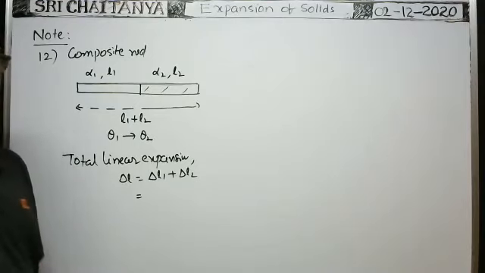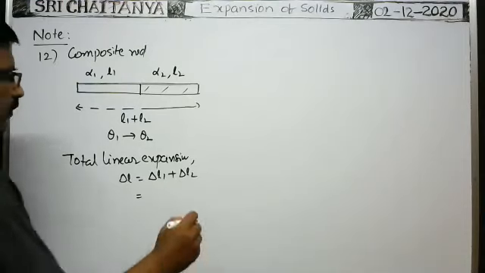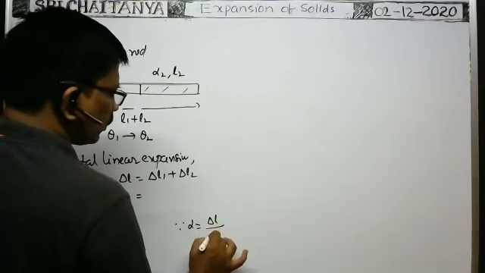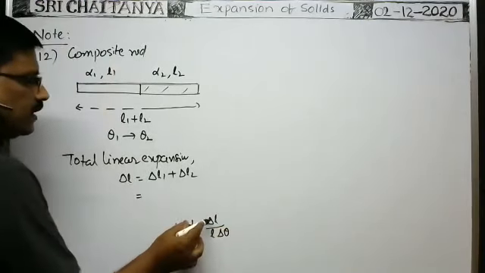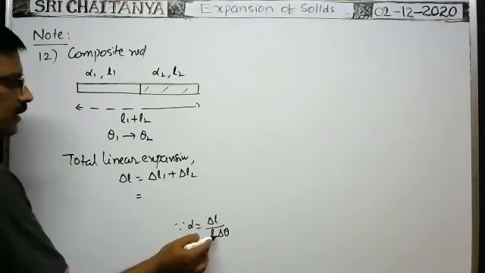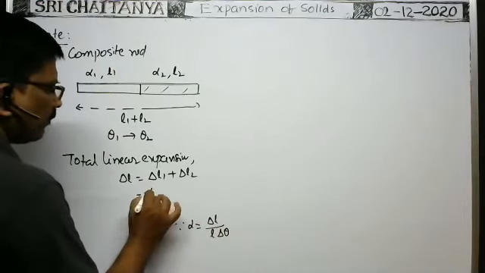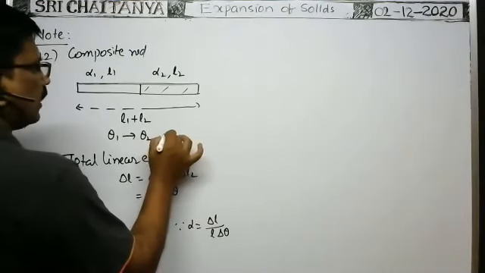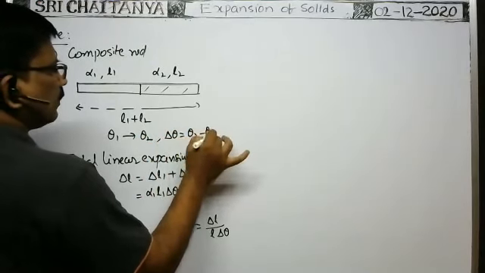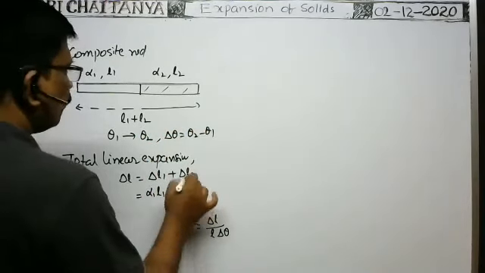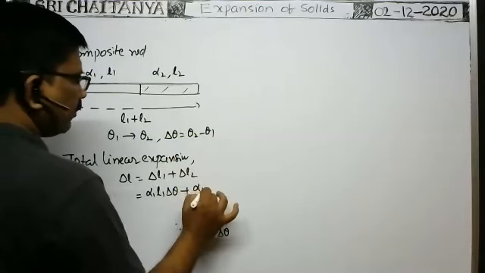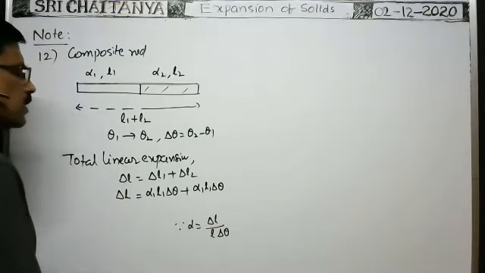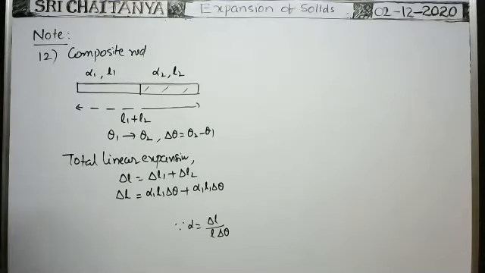What is the formula? Alpha L delta T, the general formula. Since alpha is equal to the increase in length divided by the original length into the rise of temperature, the increase in length, or linear expansion, is equal to alpha L into delta theta. So delta L1 means alpha 1 L1 into delta theta, where the rise of temperature delta theta is theta 2 minus theta 1. Plus, for the other rod, the increase in length is alpha 2 L2 into delta theta. This is the linear expansion of the composite rod.